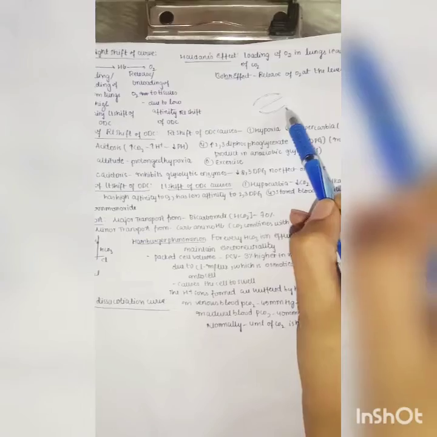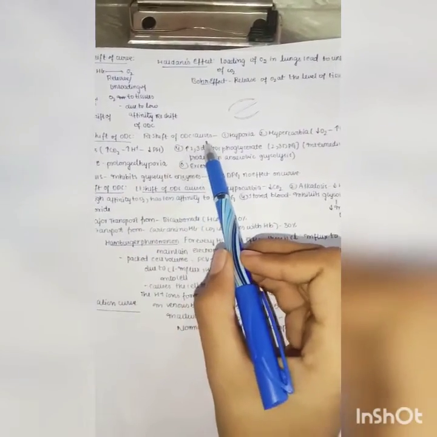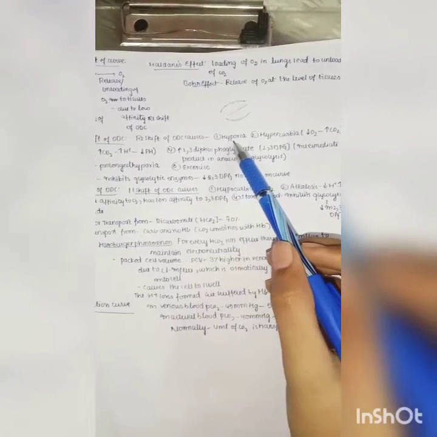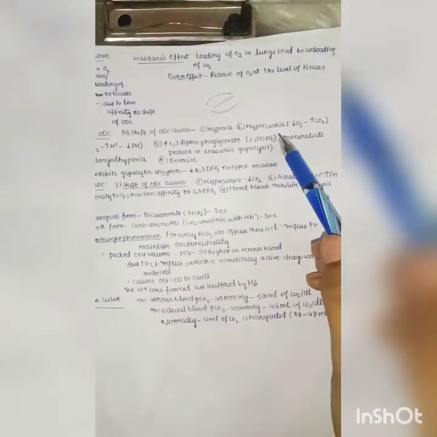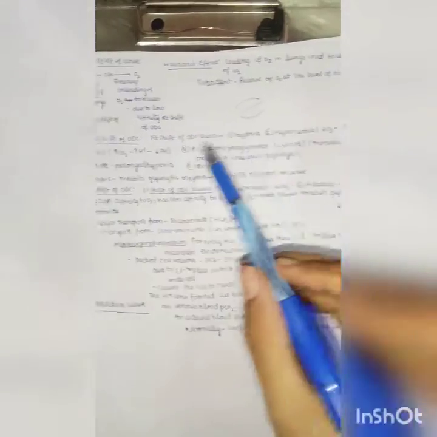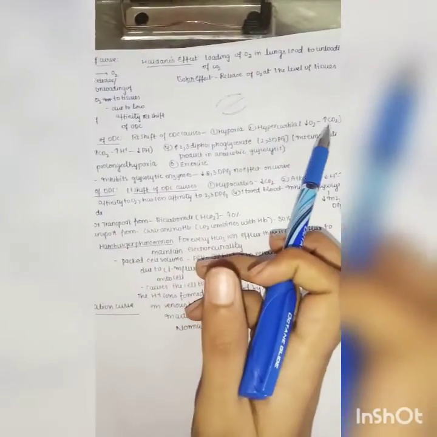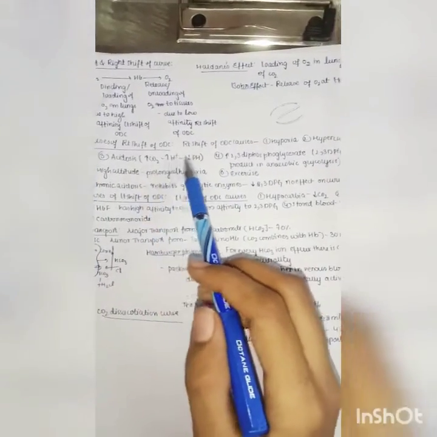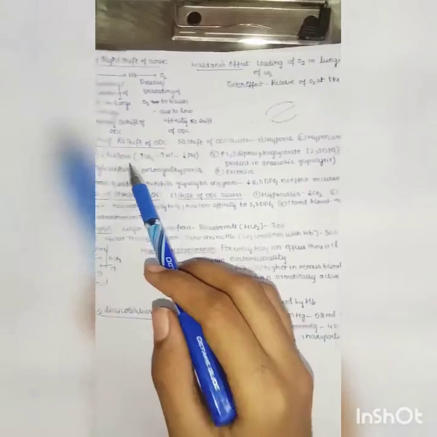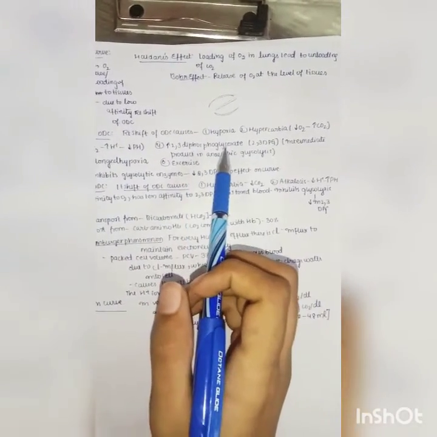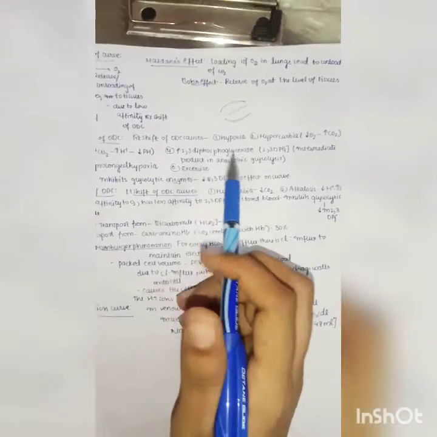As I said, right shift means downward. So what are the causes of right shift of the ODC? Whenever there is hypoxia, that is whenever the partial pressure of oxygen is low. Hypercarbia, that is whenever oxygen is decreased, the carbon dioxide increases, that is called hypercarbia. And when carbon dioxide is increased, hydrogen ions also increase, so that leads to decrease in pH, that is acidosis, and increase in 2,3-diphosphoglycerate or 2,3-DPG, which is an intermediate product in anaerobic glycolysis.